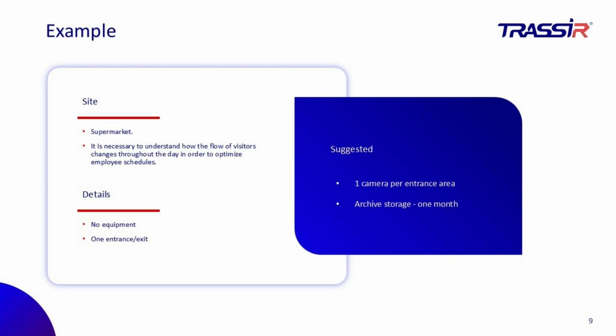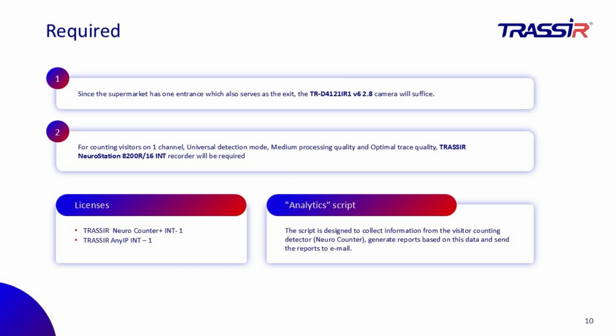The object is a supermarket. It is necessary to understand how the flow of visitors changes during the day in order to optimize the schedule of employees. It is supposed to have one camera per entrance area. To solve this problem, we will need the following equipment. Since the supermarket has one entrance and the same exit, the 2.8 TR D4121 camera will be enough.